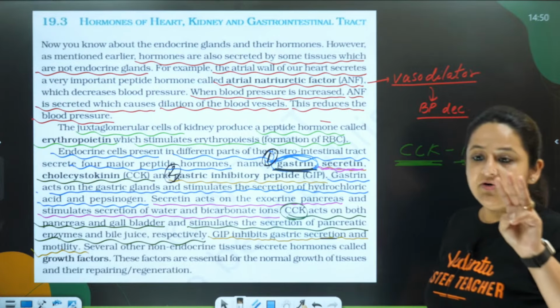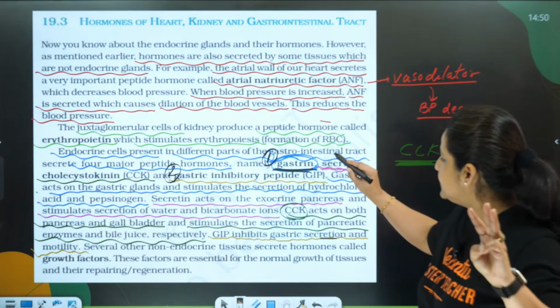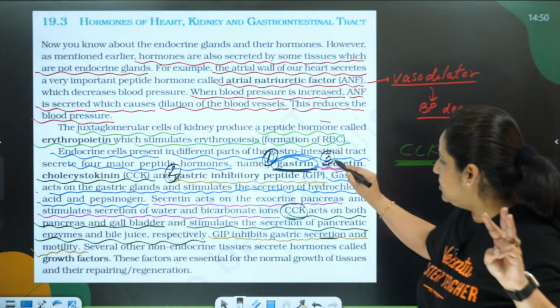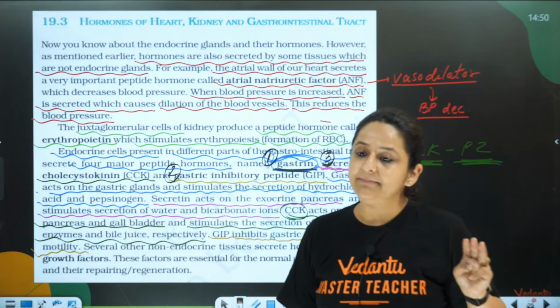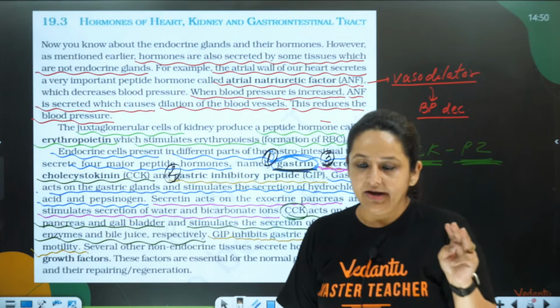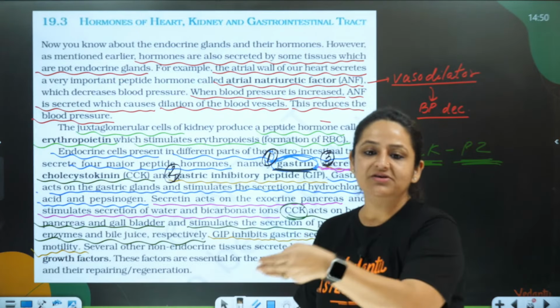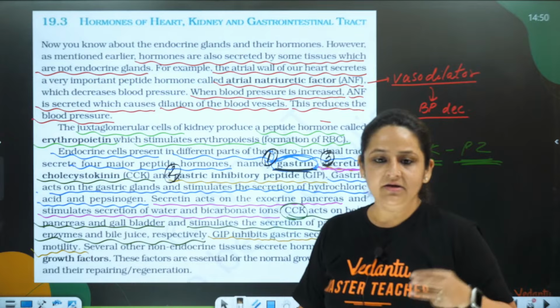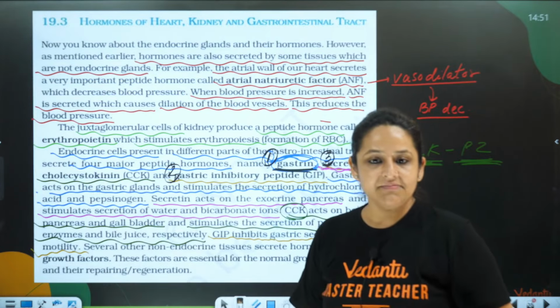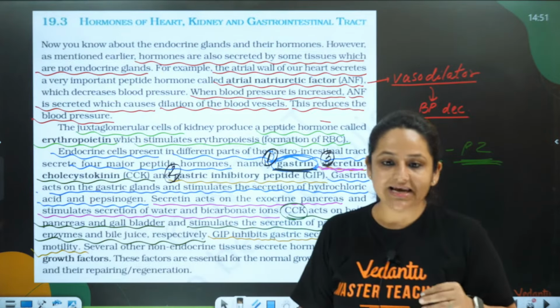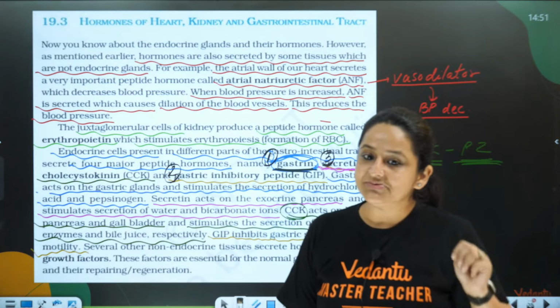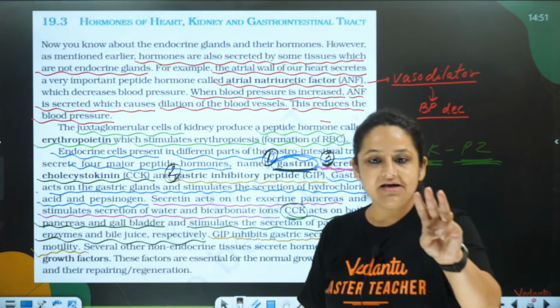Third, the name of the hormone is secretin. What is secretin doing? Secretin is going to act on the exocrine part of the pancreas. It is going to tell the pancreas, please release water and bicarbonate ion. The food is coming from the stomach. We need to neutralize it first and then make it towards the alkaline medium. Then only the enzymes will be able to function. So this is done by secretin.